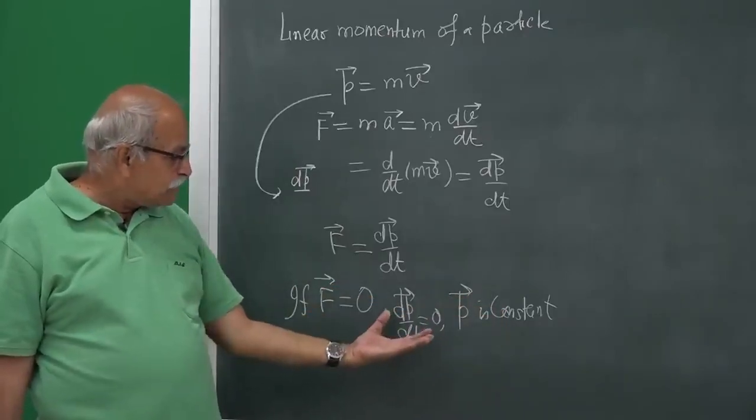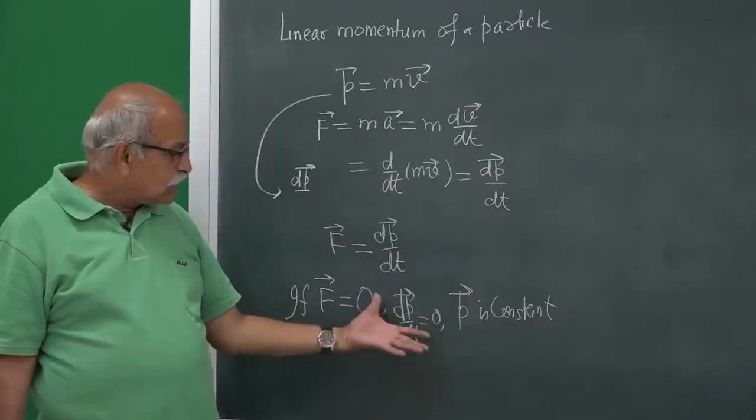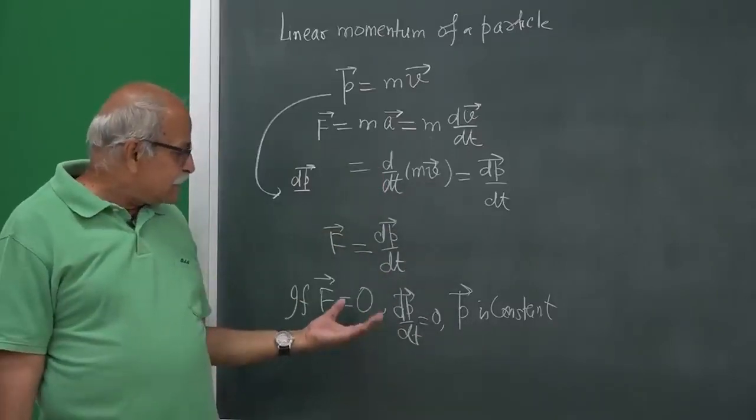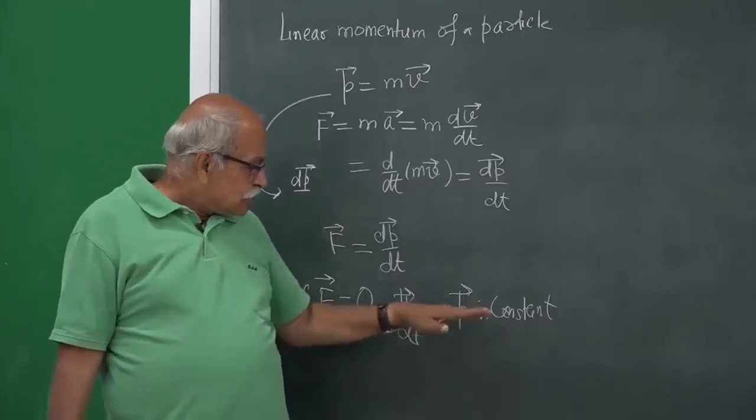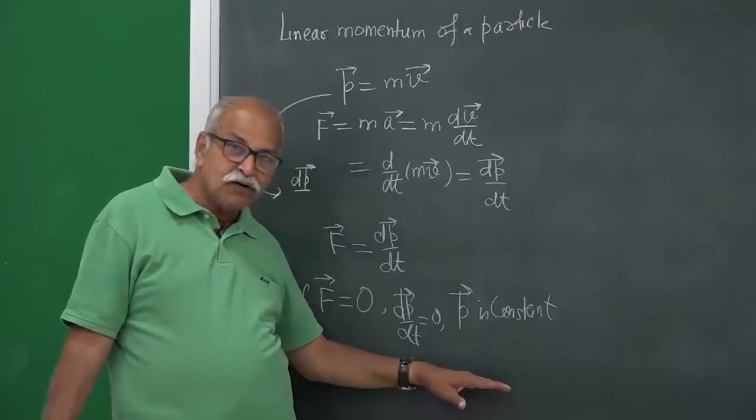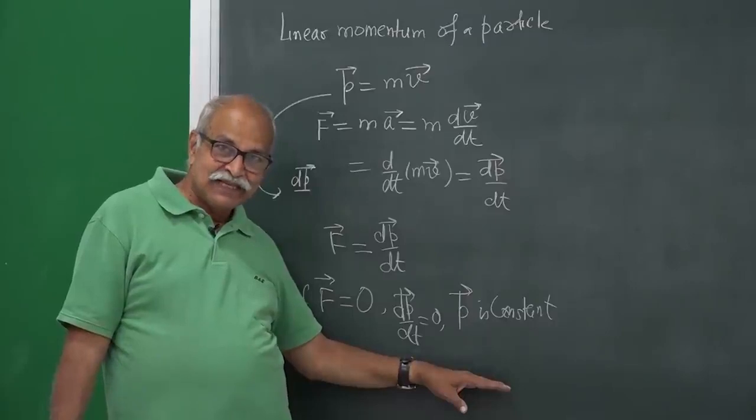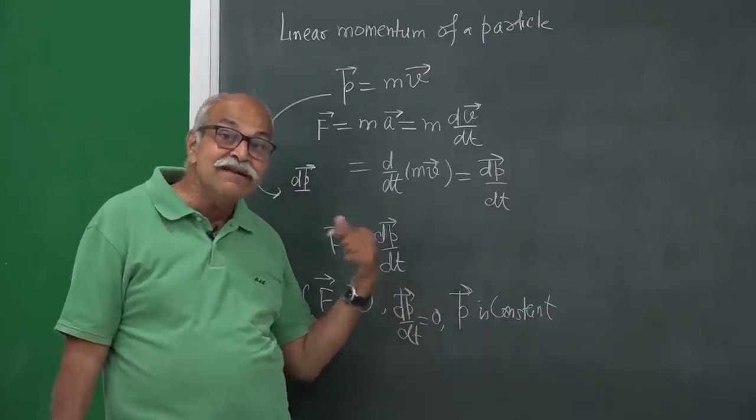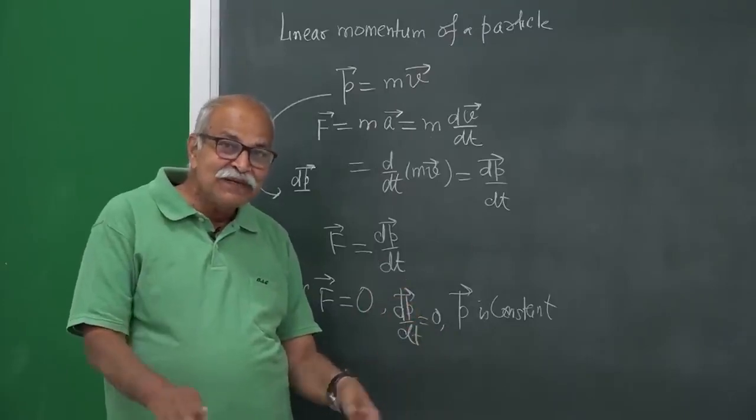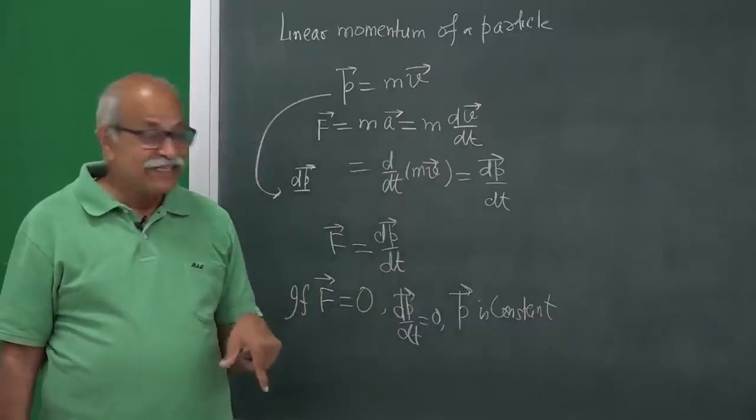We will see, when we talk about system of particles or extended bodies which can rotate and other things, that this translates to a very important law of physics which is called conservation of linear momentum. If the total external force on a system is 0, then the linear momentum of the entire system remains constant. Is different from this.